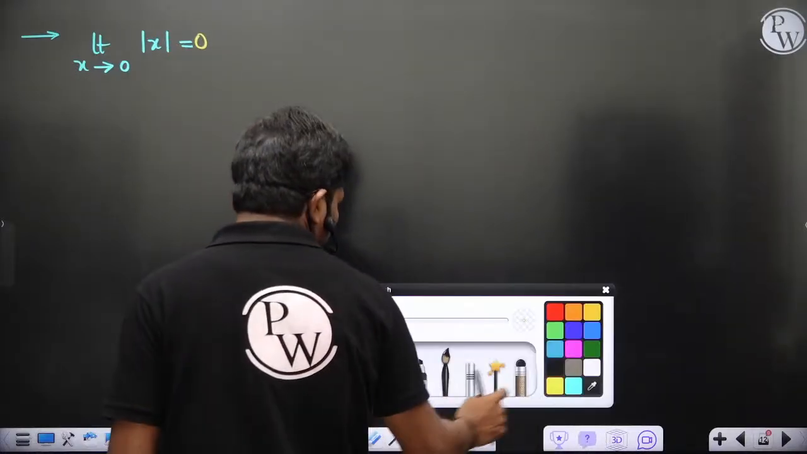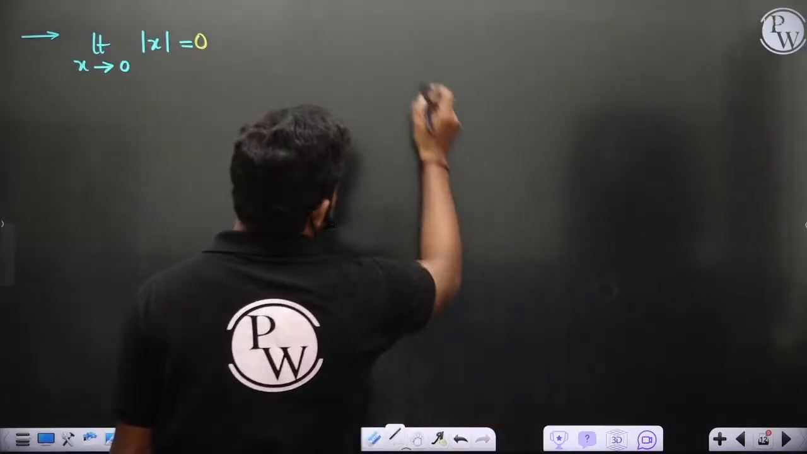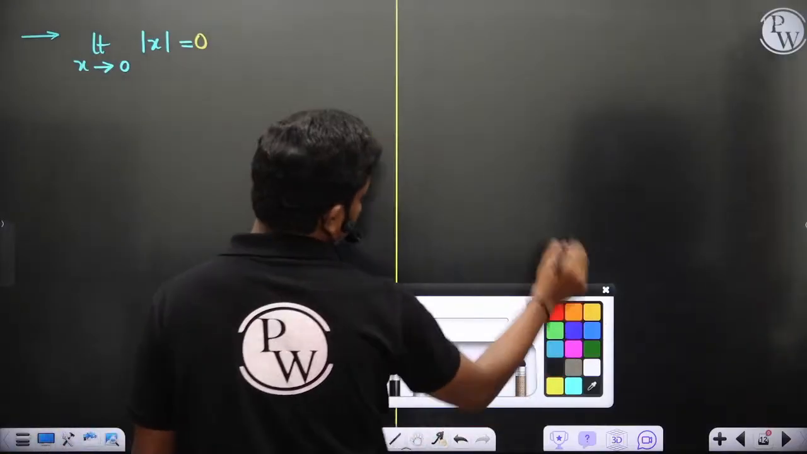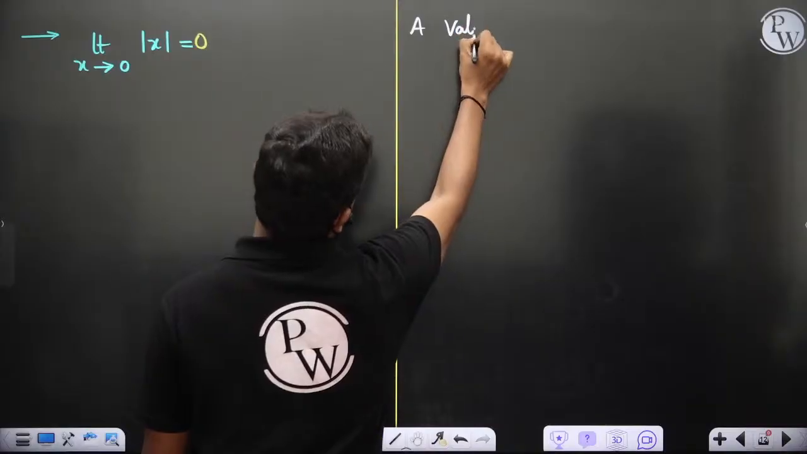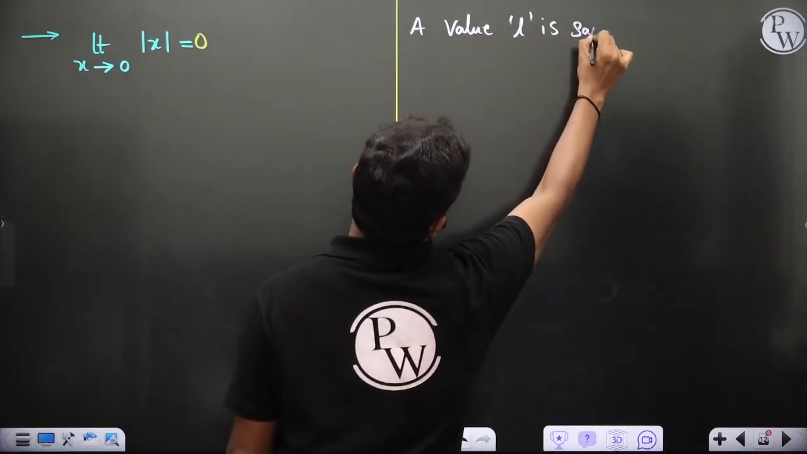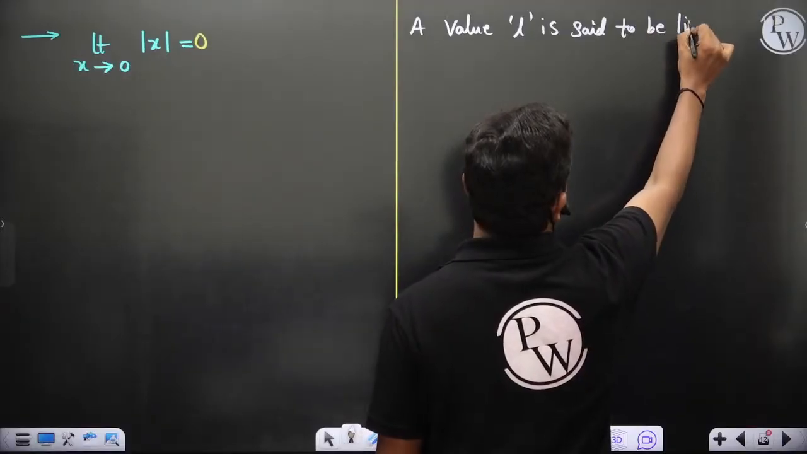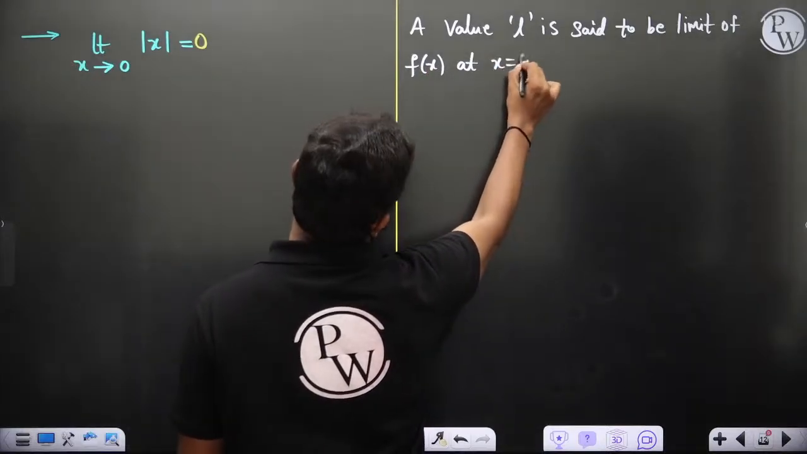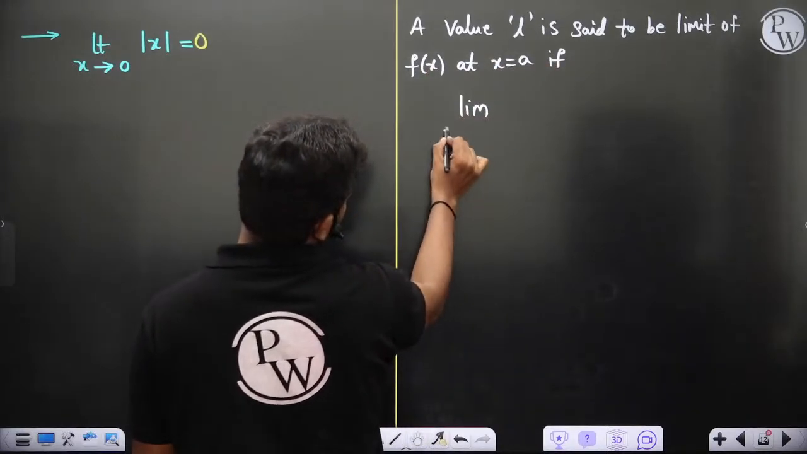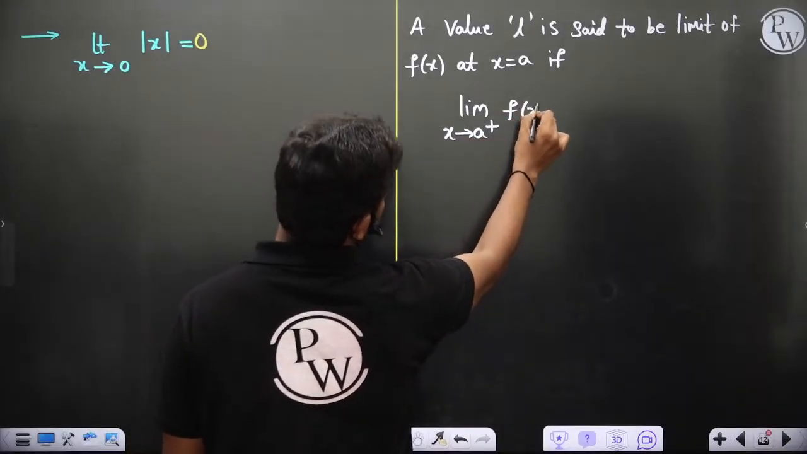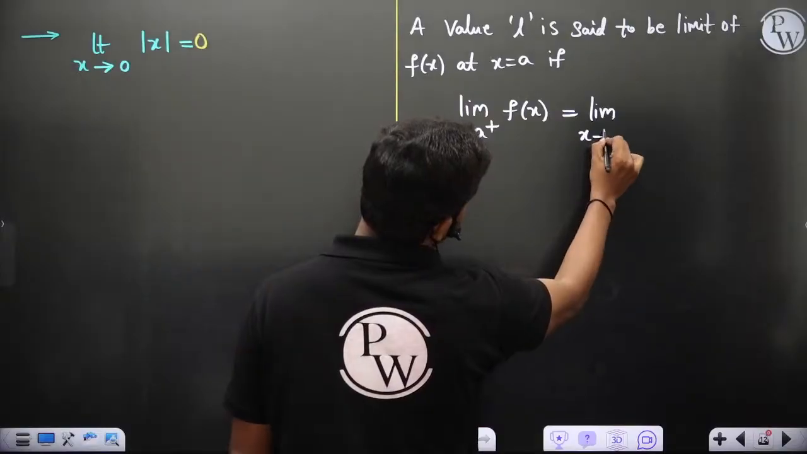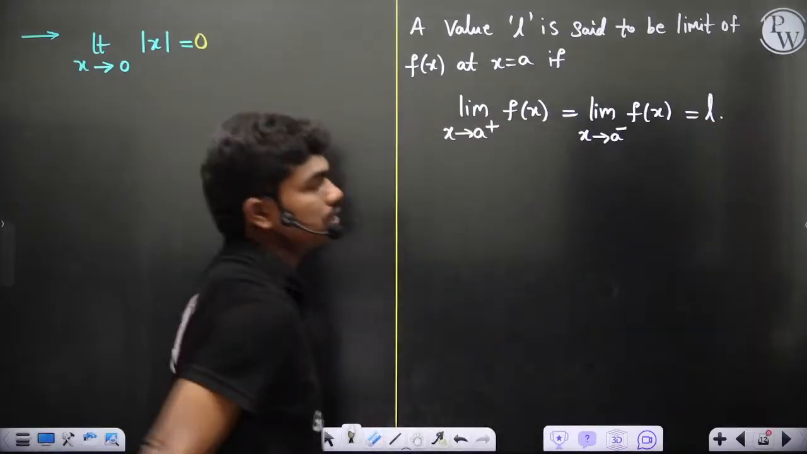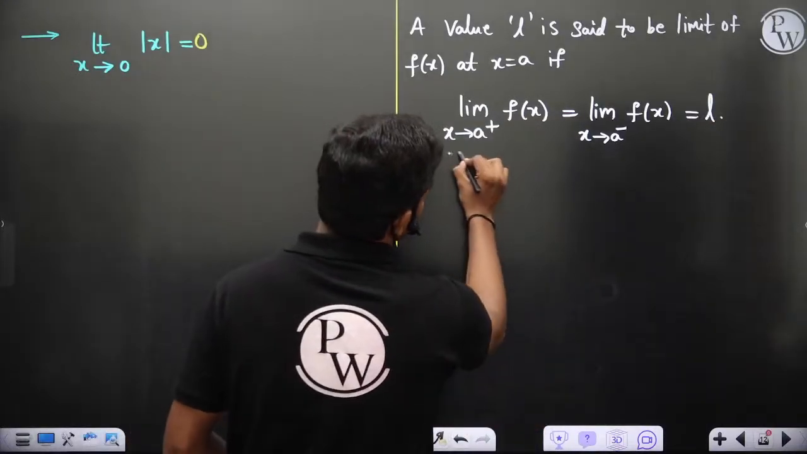Now let's see if you want to calculate a limit. A value L is said to be the limit of f of x at x equal to a if limit x tends to a plus of f of x is equal to limit x tends to a minus of f of x, because it doesn't matter from which side you approach, your function value should give the same L. And this is called right hand limit.